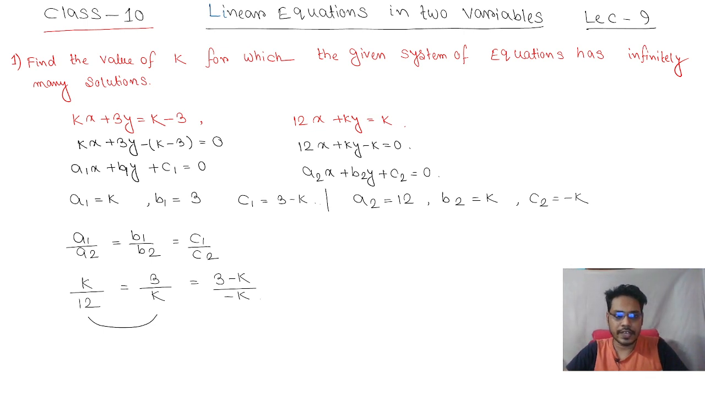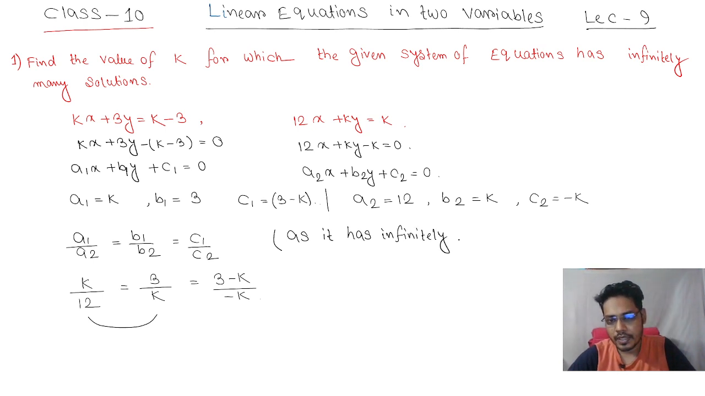So here a1 is k, b1 is 3, c1 is 3 minus k. If you compare, you will get this. Now in the second equation, if you compare with a2x plus b2y plus c2 is 0, then a2 is 12, b2 is k, c2 is minus k. Now it has infinitely many solutions. As it has infinitely many solutions, that means the condition should be a1 by a2 is equals to b1 by b2 is equals to c1 by c2.